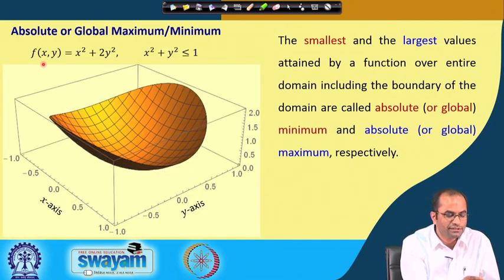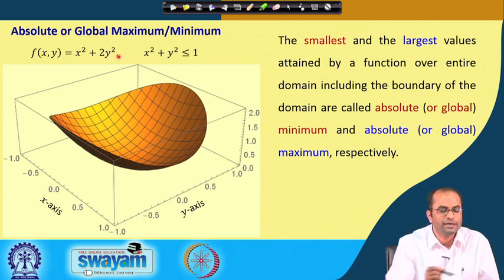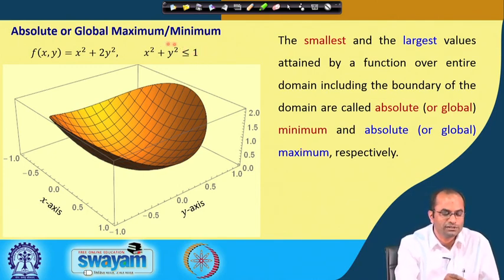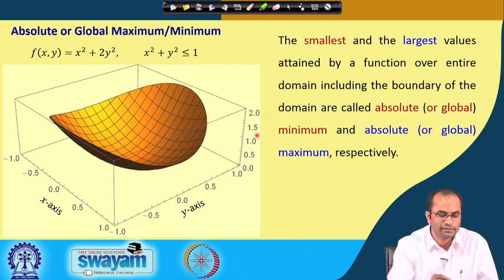So, for example, if we consider this function f(x, y) is equal to x² + 2y², and we have this bounded domain here, x² + y² less than or equal to 1. So, this is a disk of radius 1, including the boundary. So, what do we have to search now? We have to search inside the domain. So, this is the surface here, x² + 2y².